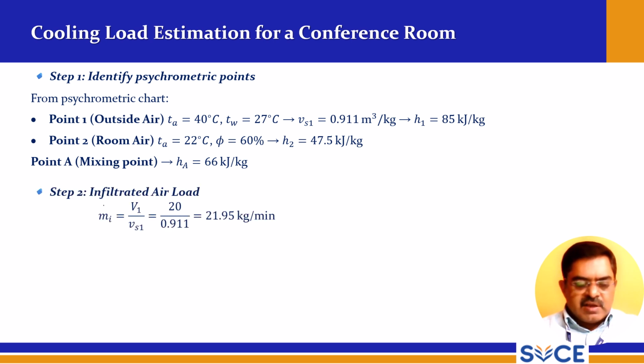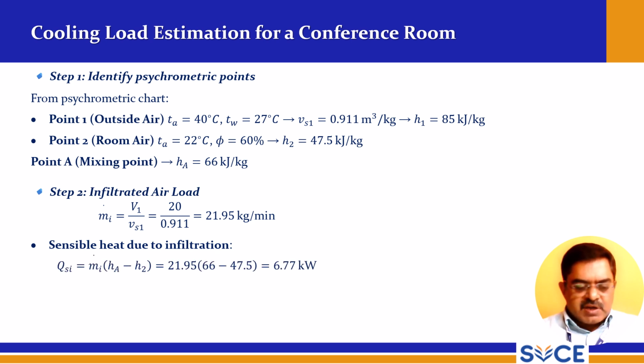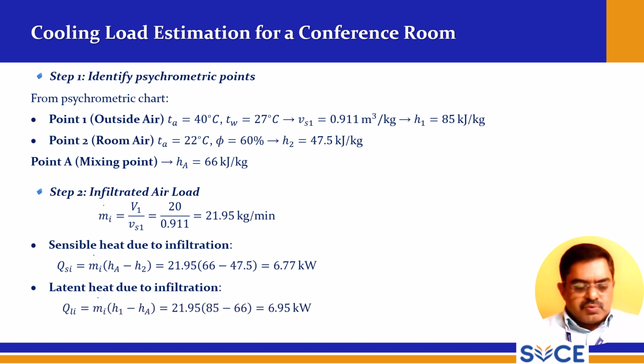Then the infiltrated air is also given: Mi equals V1 divided by Vs1, that is 20 divided by 0.911, so that becomes 21.95 kg per minute. Sensible heat due to infiltration, QSI equals Mi into HA minus H2, so that is 21.95 into 66 minus 47.5, which equals 6.77 kilowatts. And latent heat due to infiltration, QLI equals Mi into H1 minus HA, so that becomes 6.95 kilowatts.